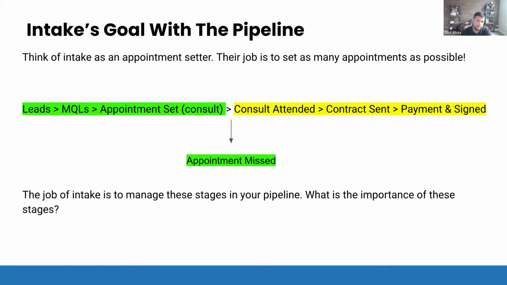All a pipeline is a sales view of all of your leads. So in the pipeline itself, you'll have a new lead category. You'll have a marketing qualified lead. You'll have an appointment set stage. You'll have an appointment attended stage, and then you'll have a closed or signed stage. So that way you can keep track of all your leads and where they're at in the sales process.